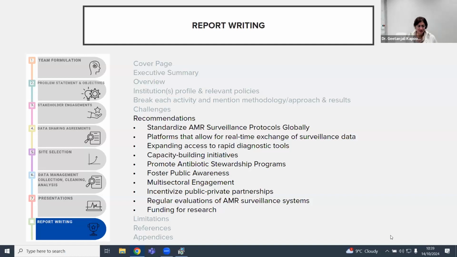We need to expand access. So that is a recommendation. I think every surveillance report will have that we need to expand access to rapid diagnostic tools and even emerging technologies. We need that. Why? Because we know that these technologies, even AI, big data analytics, genomic sequencing, etc., can greatly enhance the speed and accuracy of AMR detection and prediction, right?